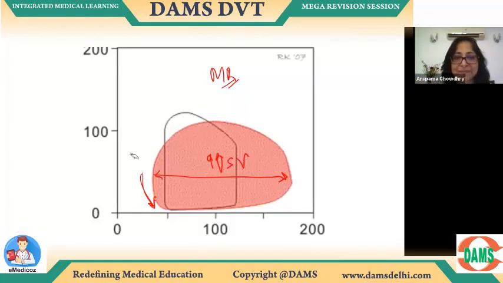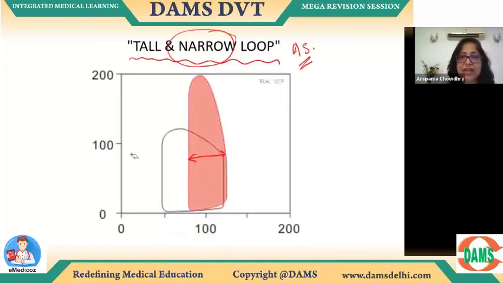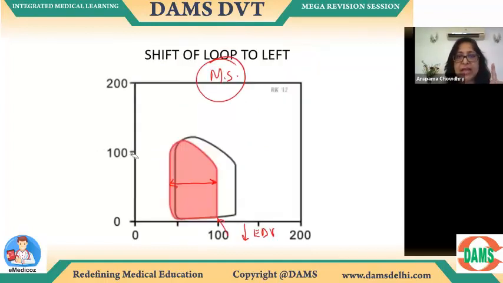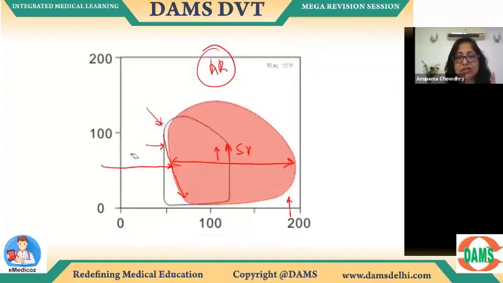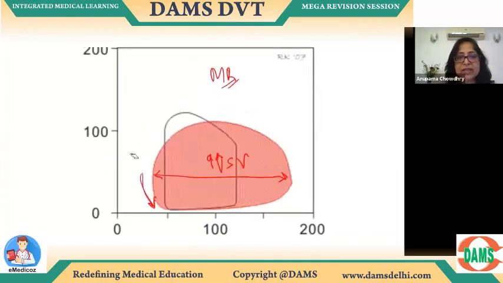Right? So just briefly, look at these four loops. Tall and narrow loop, aortic stenosis. Shift of loop to left, mitral stenosis. Regurgitant lesion, isovolumetric relaxation slant to the right, AR. Initial decrease in LV volume followed by an increase in LV volume during isovolumetric relaxation phase, MR.